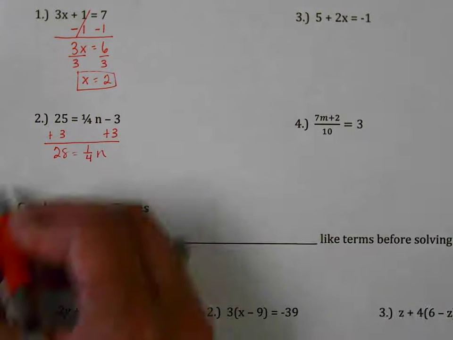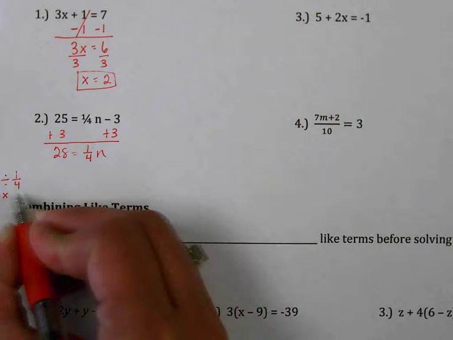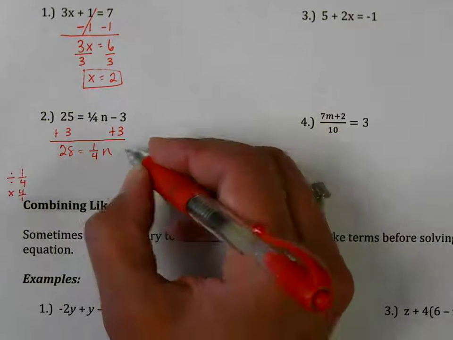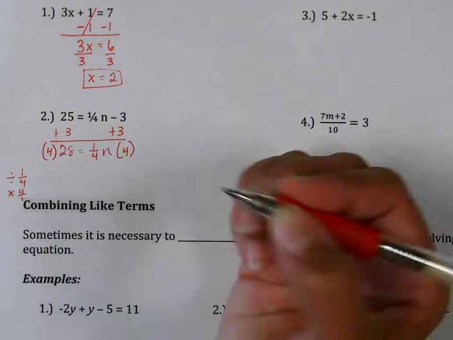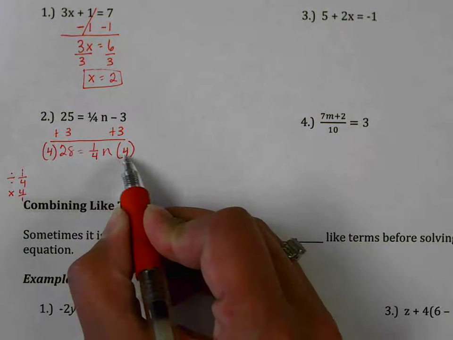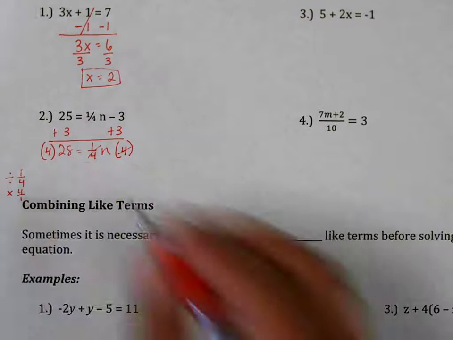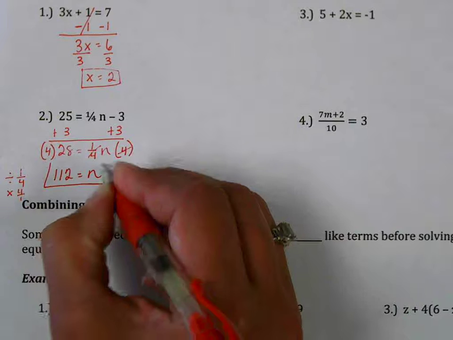Remember that when we divide by a fraction, we're actually multiplying by the reciprocal. So I'm going to multiply by 4, because I'm dividing by 1/4, that's actually multiplying by its reciprocal. So 1/4 times 4 cancels out. That becomes a 1. And 4 times 28 is 112 equals n.